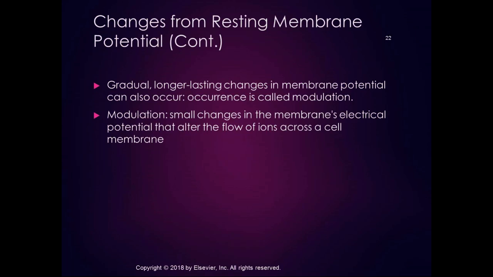So gradual, longer-lasting changes in membrane potential can also occur. A lot of times we have these fast, transient changes, but you can have gradual, longer-lasting changes, which is called modulation. So there's small changes in the membrane's electrical potential that alter the flow of ions across the cell membrane. And we will talk more about modulation in Chapter 6. But know that there are small changes that are kind of the normal change from resting membrane potential. But with modulation, we can get longer lasting changes.